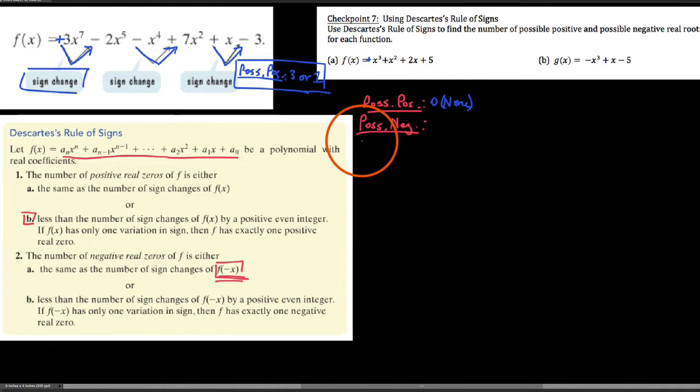Now in terms of possible negatives, we said we were going to need to find f of negative x. So that's what we're going to do in this instance. We say f of negative x would be the same thing as if I went to all of these spots having x's and plugged in a negative x. So I would get this right here.